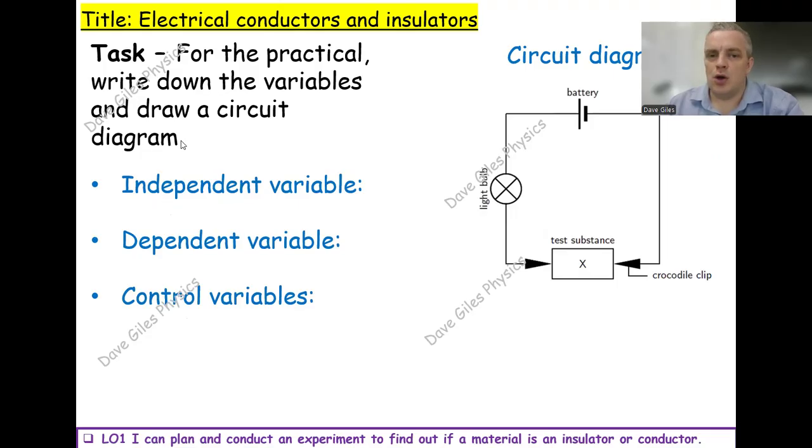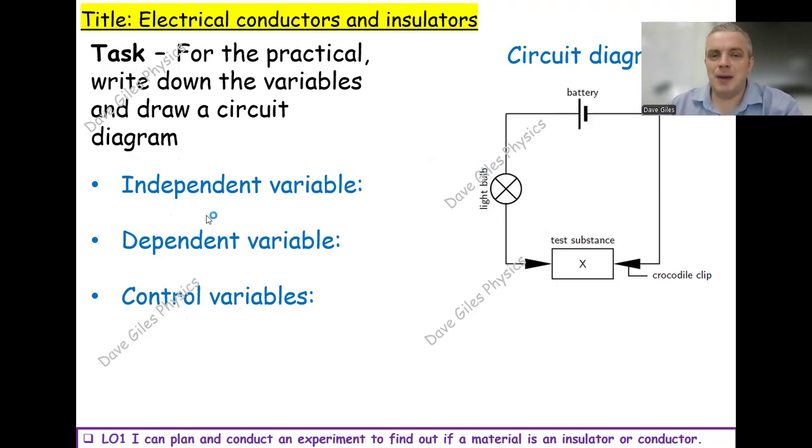In case you're not sure and need a little bit of help: an independent variable is the one we change. The dependent one is the thing we measure. And control variables are the things we keep the same. Now, you can do it with a light bulb. You can also possibly change it for an ammeter, and an ammeter might give you slightly better results. An ammeter is a device which measures current.